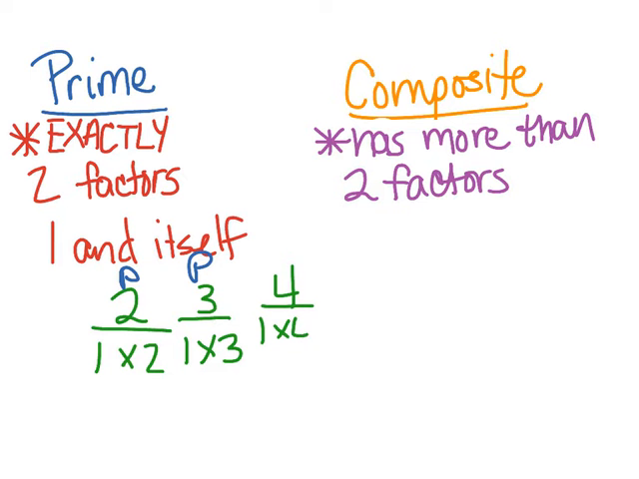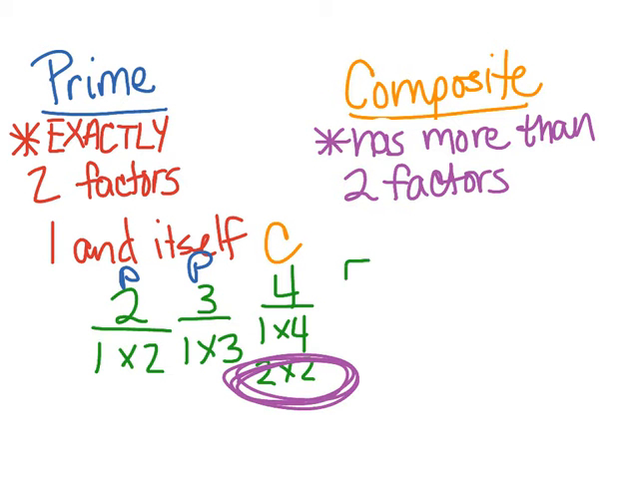Now let's talk about the number 4. We've got 1 times 4, but that's not it. There's also 2 times 2. So the fact that there's something besides 1 and itself, it doesn't matter what it is, but the fact is there's something besides 1 and itself makes it a composite number.